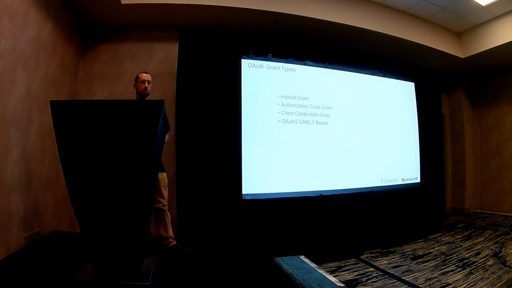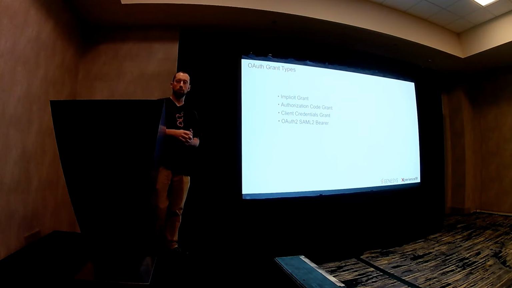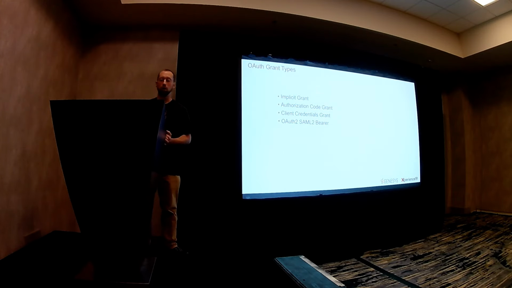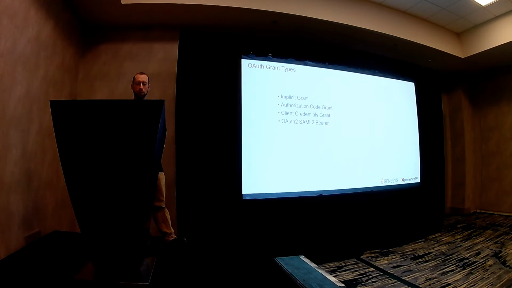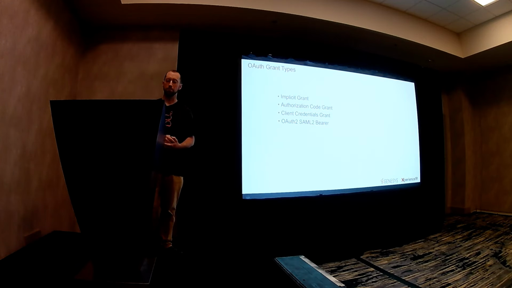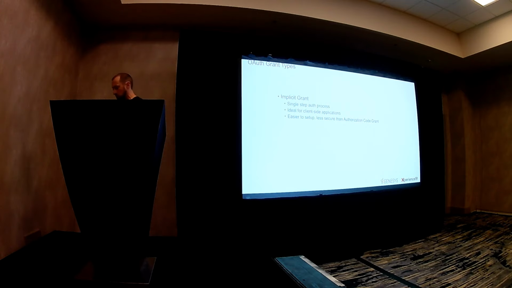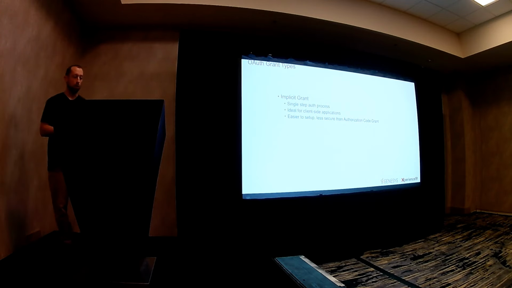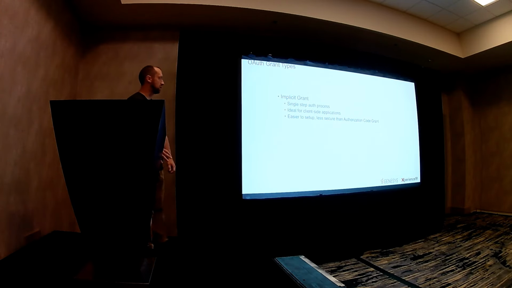Now there's 4 types of OAuth login flows that we support: the implicit grant, authorization code grant, client credentials grant, and the OAuth2 SAML2 bearer grant. So I'll go through each one of these, and we'll start with the implicit grant. Implicit grant is the easiest grant of the 4.